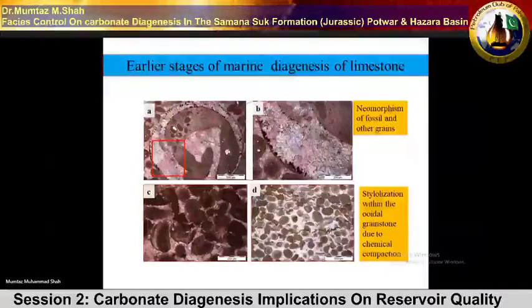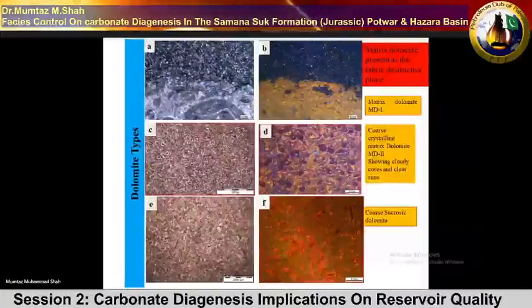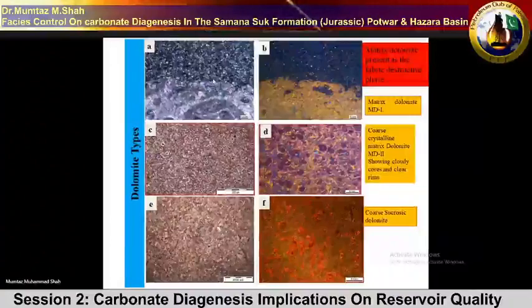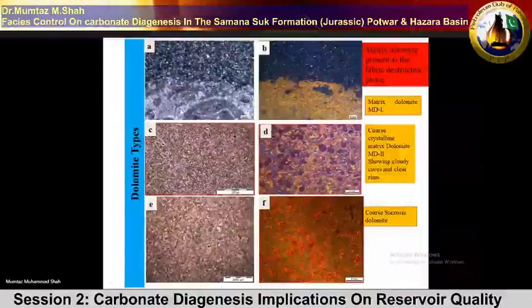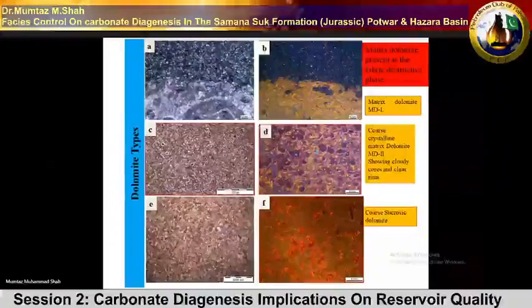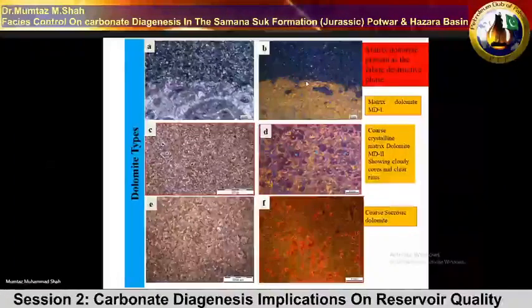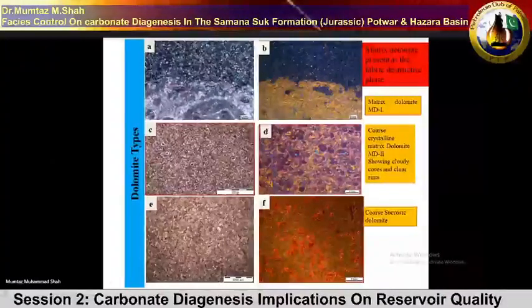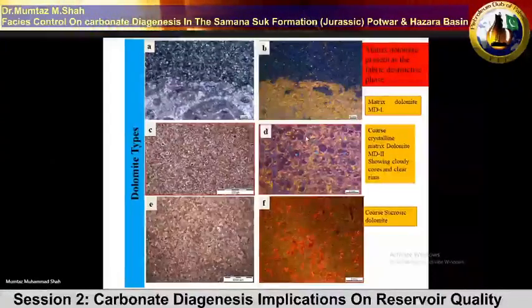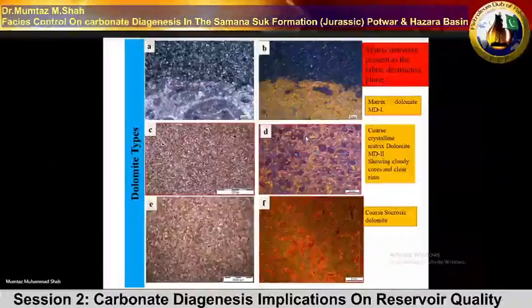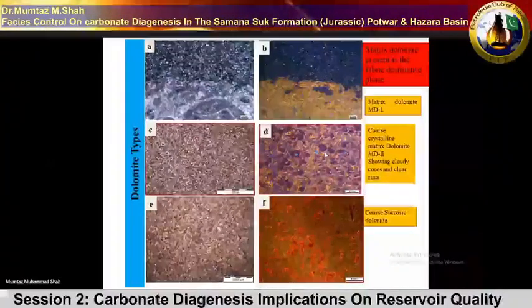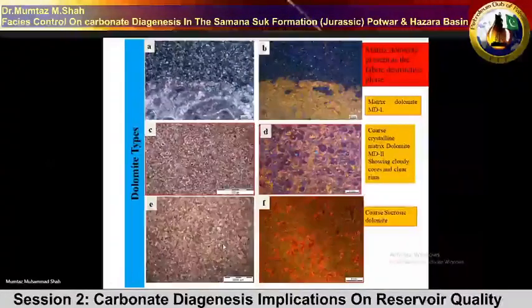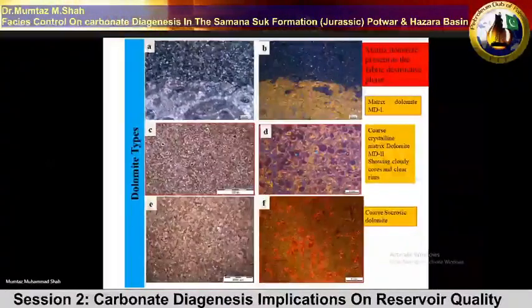Then the matrix dolomite, which is present, is fabric destructive. So we can see a nice contact between this matrix dolomite and the host limestone, and that can be observed as well in the CL photomicrograph. Similarly, coarse crystalline matrix dolomite, which is MD2, showing a cloudy appearance as well, and we have some coarser grained sucrosic type of dolomite, which can be observed in figures E and F.